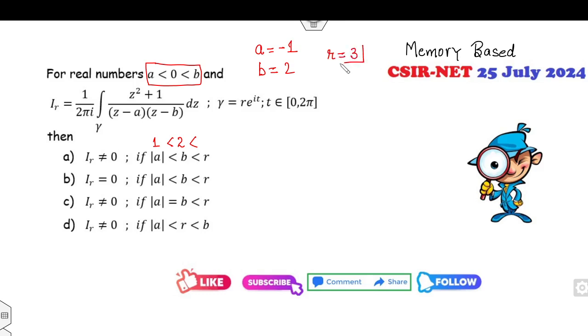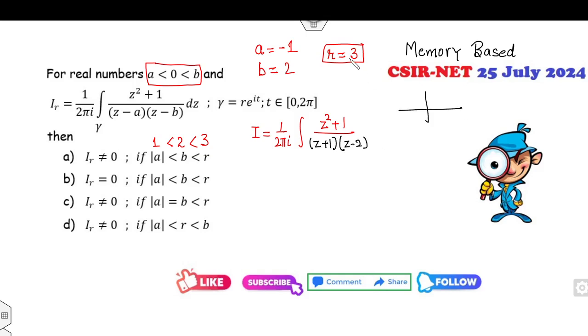So let's say r is 3. You may choose r is 4, you may choose r is 5. That's your choice. Then what is the value of I? It's 1 over 2 pi iota, the integral of z square plus 1 over (z plus 1)(z minus 2).